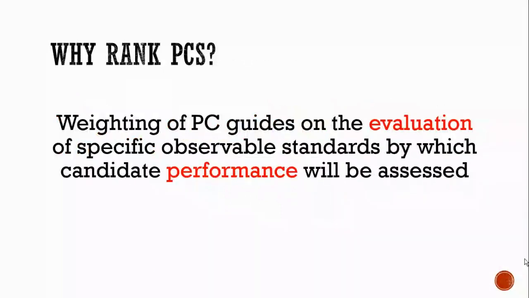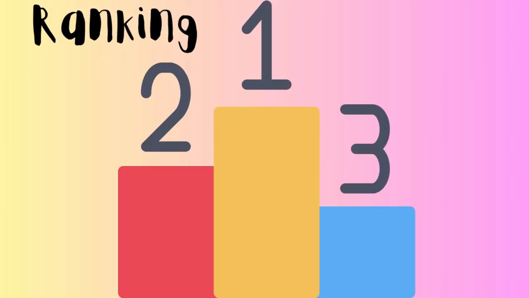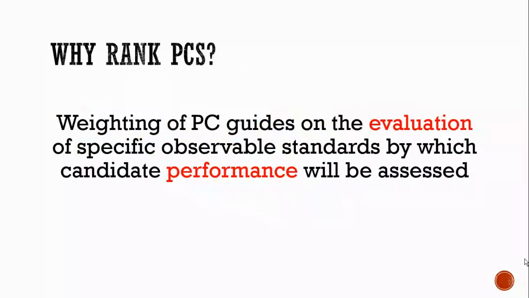And maybe you want to ask yourself, why do we have to rank performance criteria? So they usually guide on evaluation of specific observable standards by which a learner or a candidate's performance will be assessed. When we're talking about evaluation, it is the process of collecting, analyzing, as well as interpreting information to determine whether or not a learner met the expected level of performance. So basically, that's why we rank performance criteria.